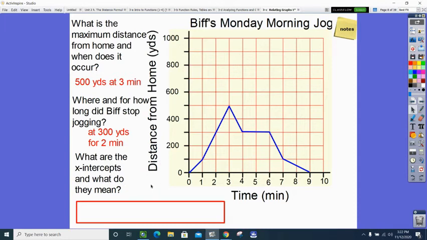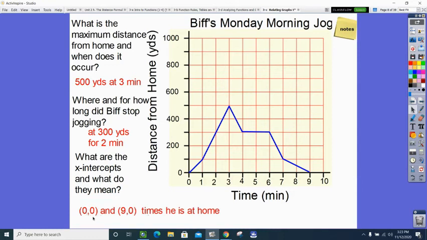What are the x-intercepts? Where does this graph touch the x-axis, and what do they mean? Well, those 2 points, the x-intercepts are 0 and 9, at (0, 0) and (9, 0). And those are the times he's at home. So Biff's whole jog only lasted 9 minutes. My guess is he started jogging and realized he left something home, maybe his phone, maybe his headphones, whatever, and he went back to get them, kind of stopping on the way. Maybe he stopped to check his pockets to see if he had stuff. But that's just another example of a story graph.